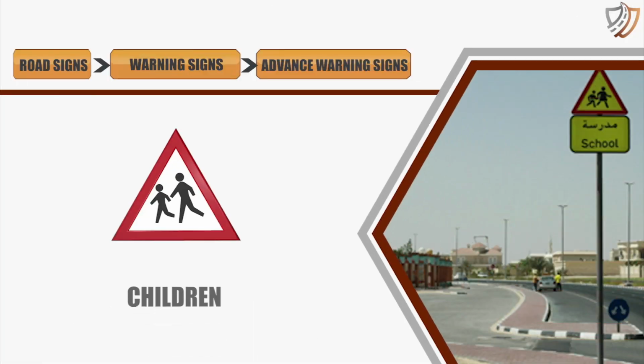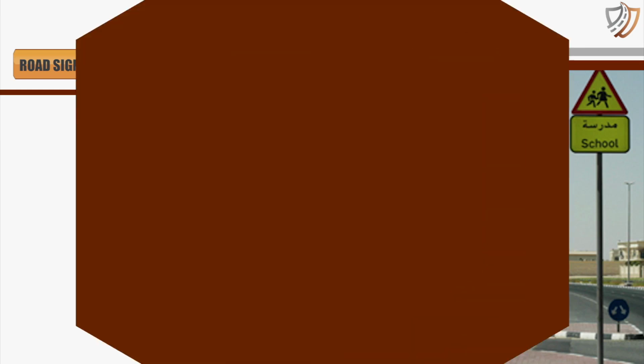Children. This sign warns about children in the surroundings. It can be commonly seen near schools, residential areas, parks, and playgrounds. This sign indicates that children can be present in the nearby areas. Therefore, motorists must slow down their speed and take the necessary precautions.